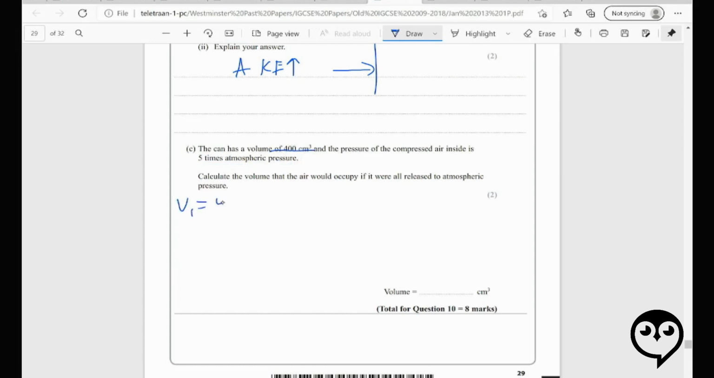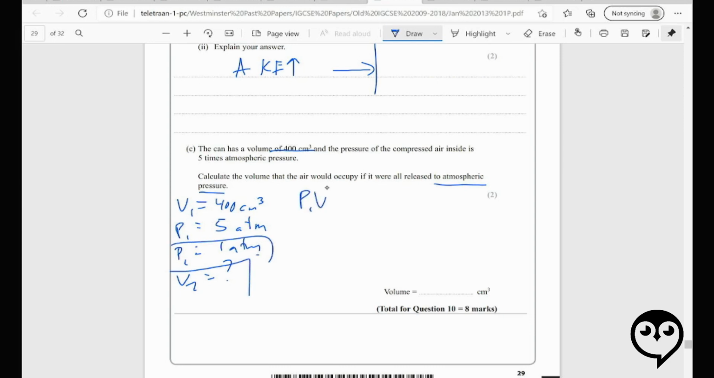Okay. All right, part C, we've got a can. It's got a volume of 400 cubic centimeters. The pressure compressed inside is 5 times the atmosphere, so I'll write 5 atmospheres. The final pressure is going to be released to 1 atmosphere. And they're asking you what is the volume that it would occupy at 1 atmosphere.